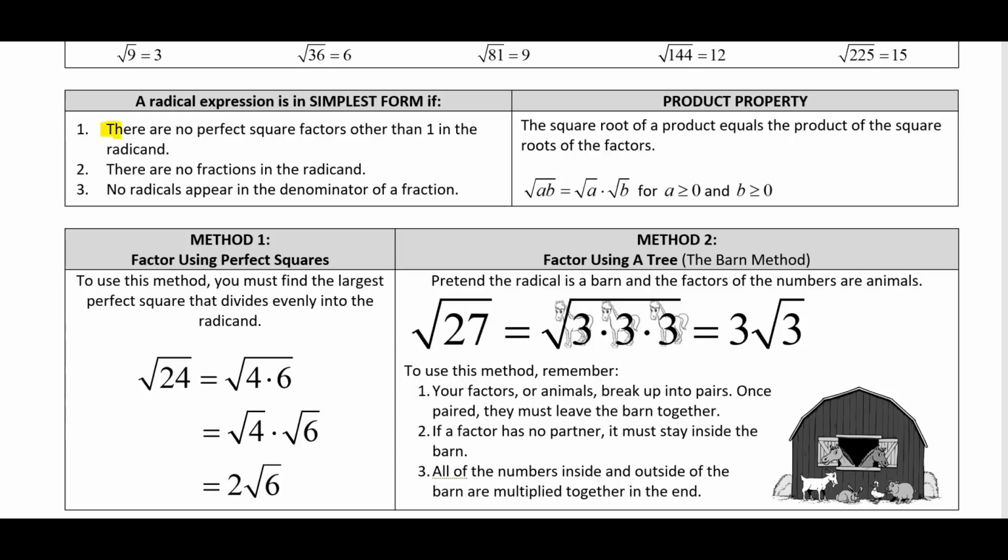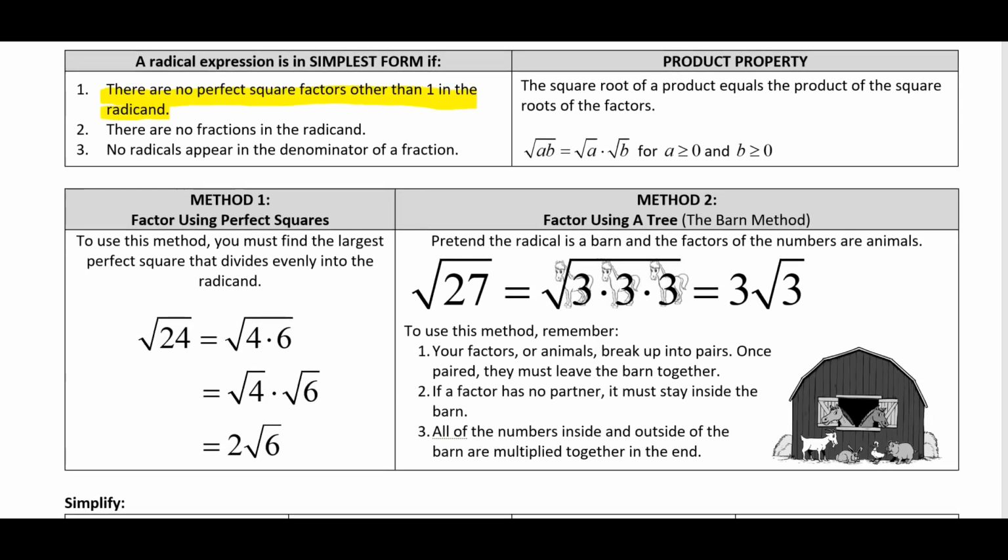So today we're going to just work with this first one, having no perfect square factors other than 1 in the radicand. And to work with this, we need to have a property. So our product property says that the square root of a product equals the product of the square roots of the factors. So what this means is if you have two numbers multiplied underneath the radical, you can break them up and take the square root of each of them, as long as those numbers are greater than or equal to 0, because again, we cannot take the square root of a negative.